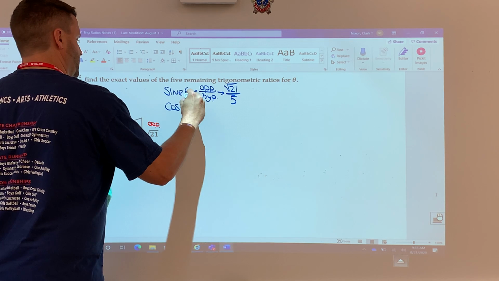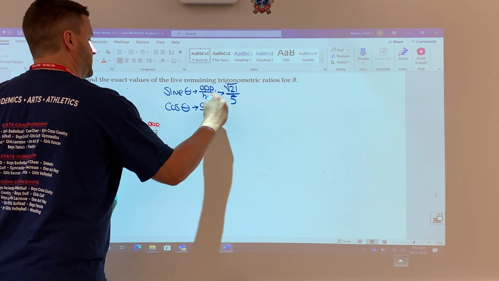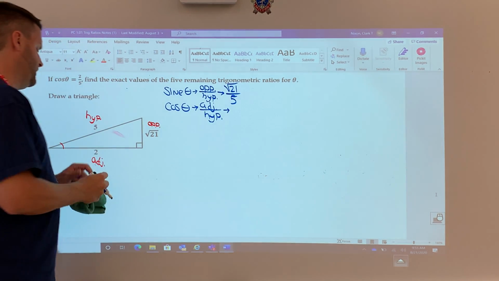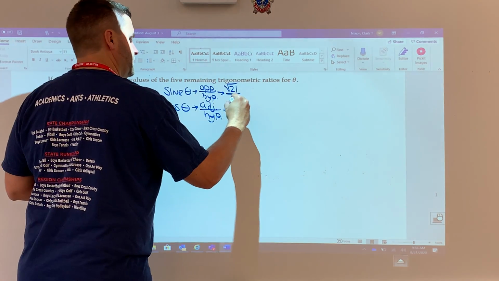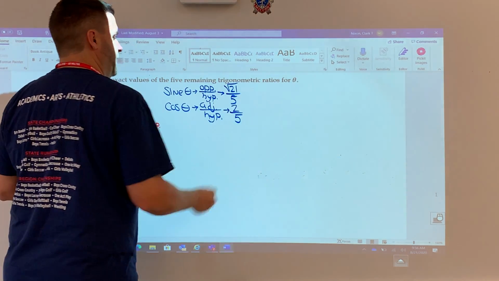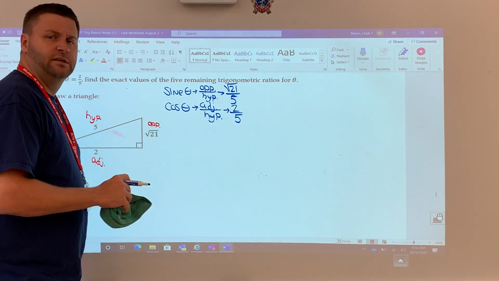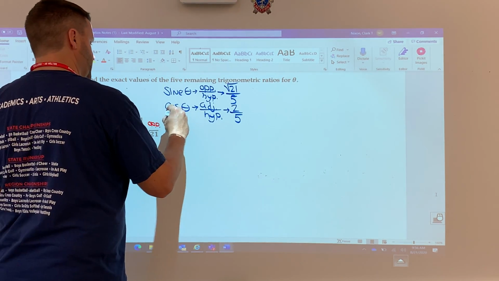Cosine of theta, we know cosine is equal to adjacent over hypotenuse. And so what is adjacent? 2. Hypotenuse is 5. And therefore my ratio for cosine then is 2/5.